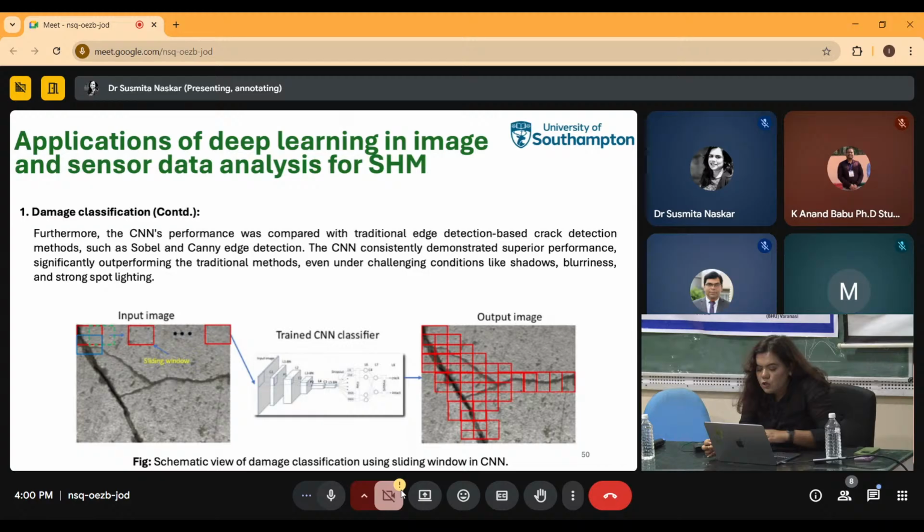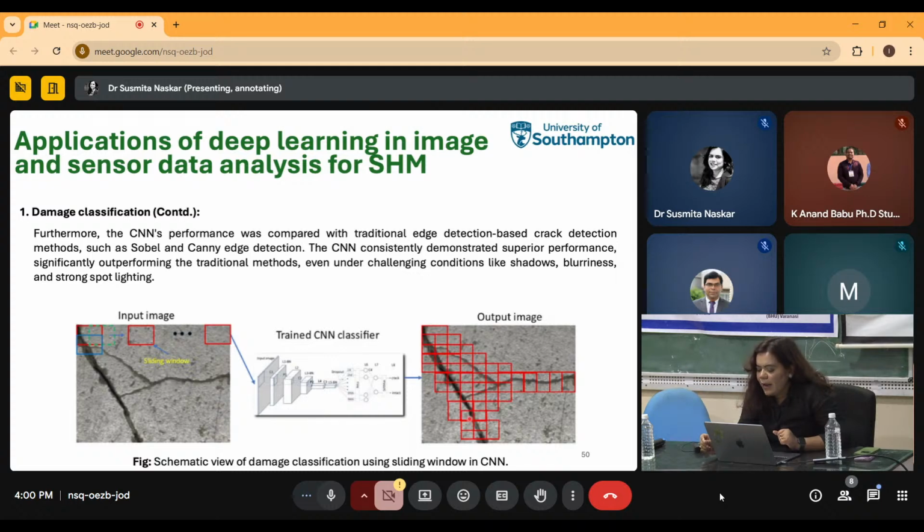So now if you see the diagram here, this shows how CNN based damage detection works. As we said, first we input the image, right? That means we start with an image of a surface which contains some potential crack or some kind of damage. Once we input the image, the next step is the sliding window technique. That means the image is divided into small patches, right, using a sliding window. Each patch is analyzed individually, ensuring no part of the image is missed. Correct? And once that is done, the CNN classifier stage starts.